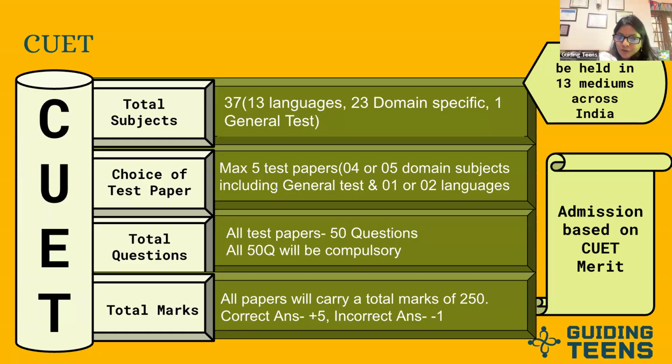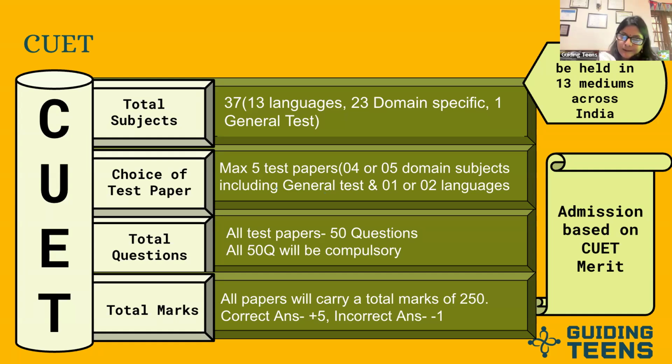All test papers are now 50 questions. All have been made compulsory. So till last year, it was not like this. You could leave out, there were 60 questions, you had to do 50, but now they've made it all compulsory. All papers carry a total mark of 250. Correct answer is +5, and there is negative marking of -1.